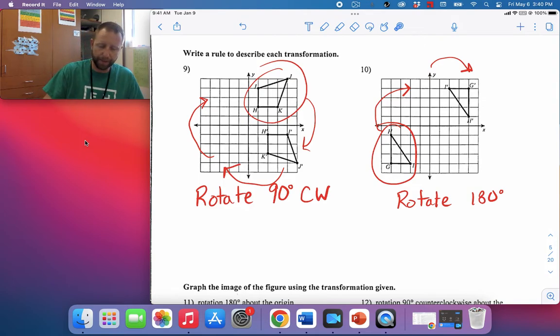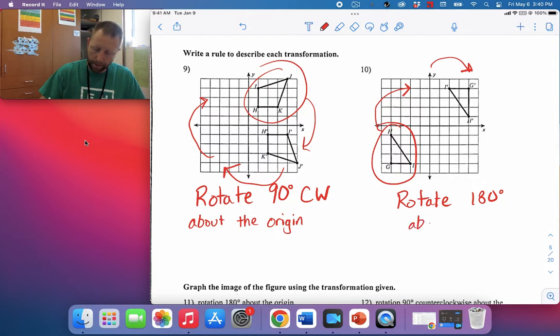One thing I did forget for both of these, shame on me, is what we were rotating about. Like, what was the fixed point that we rotated around? And that would be the origin for both of these.